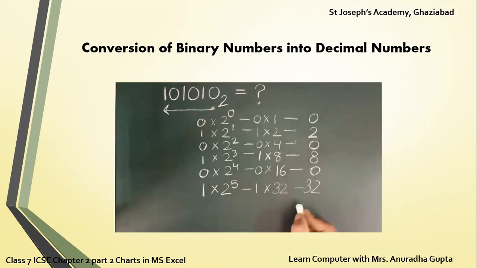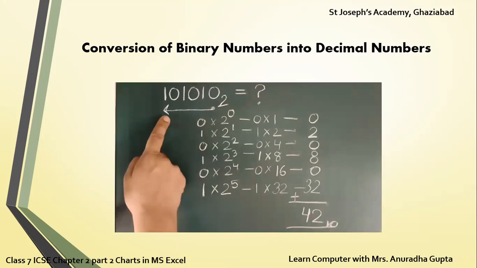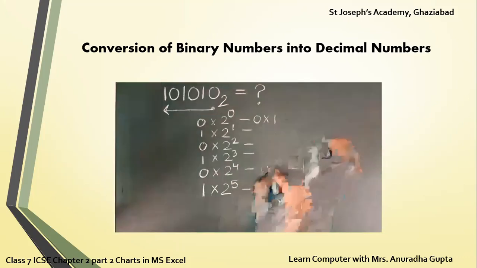When we get all the positional values, then we add them. When we add them, we will get the answer 42. 42 is the decimal conversion of the binary number 101010.